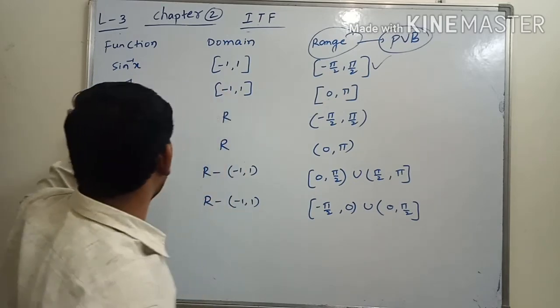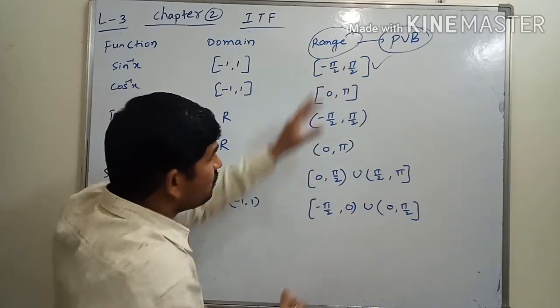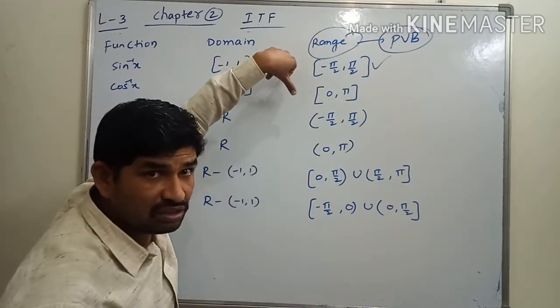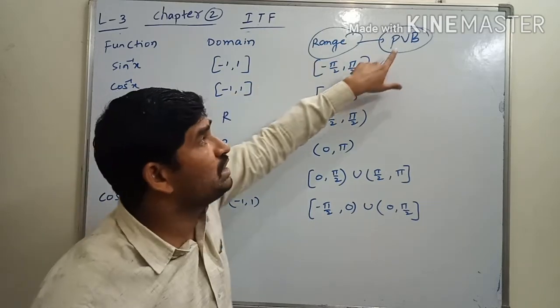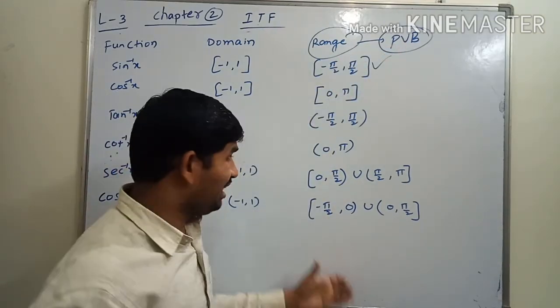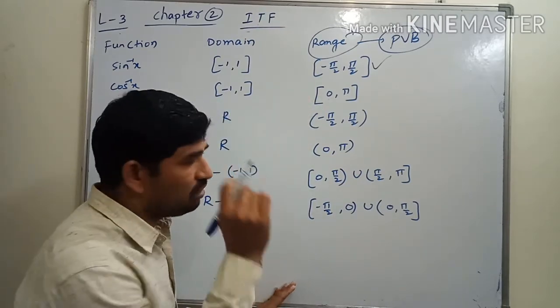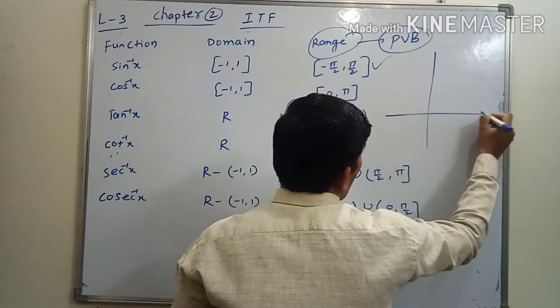And the range of cos inverse function is like that. So all of you remember all these. These are known as the ranges of these six inverse trigonometric functions. Also we can say the principal value branches of all these six inverse trigonometric functions. Sir, how can we remember this? It is very easy to remember.